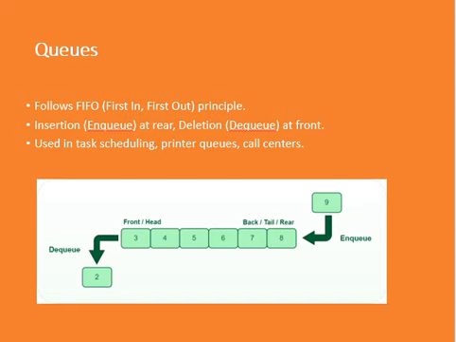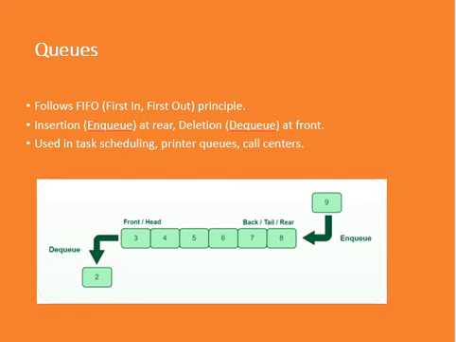Today my discussion topic is Queue. Queue is also an example of a linear data structure, or we can say an abstract data type. Queue follows the FIFO, that is first in first out, method to process the data. The data which is inserted first will be accessed first.